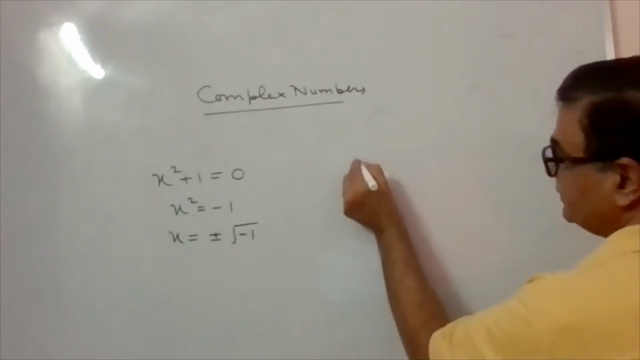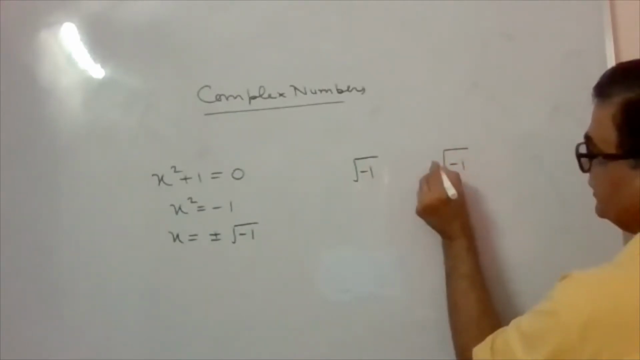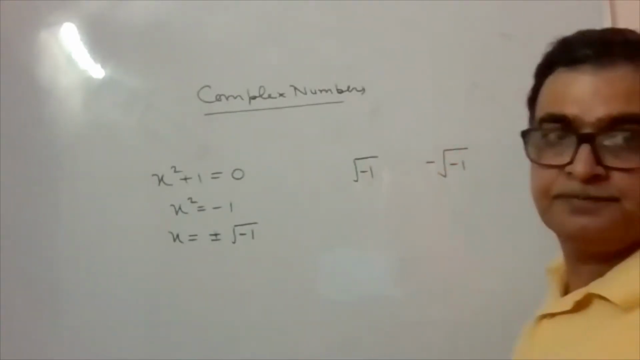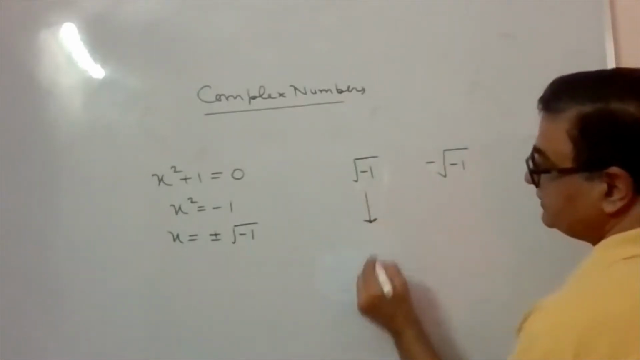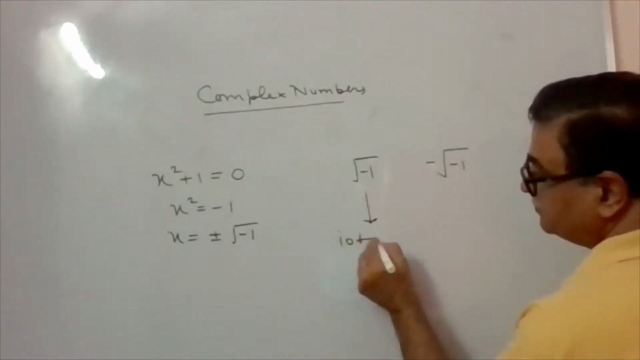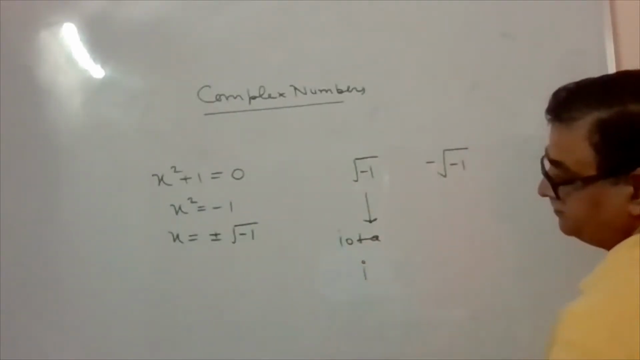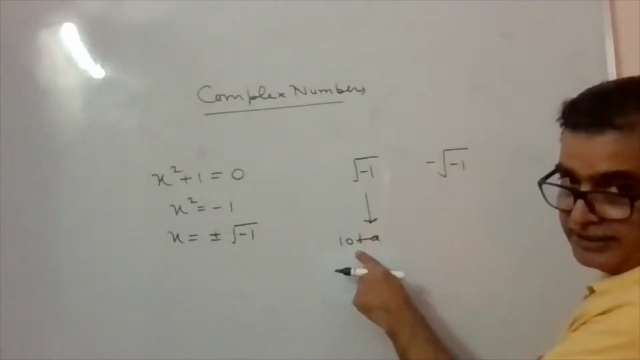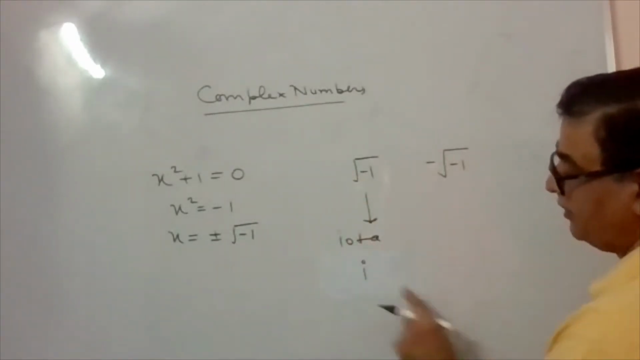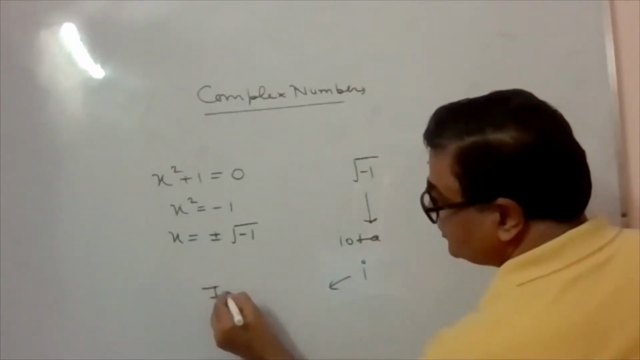So now we have decided that we got two numbers. One is root of minus 1, another is minus of root of minus 1. Then this number we call iota, and it will be denoted by i. Root of minus 1 we will take as iota. This is the name of this number, which is called i. It is also called the imaginary unit.